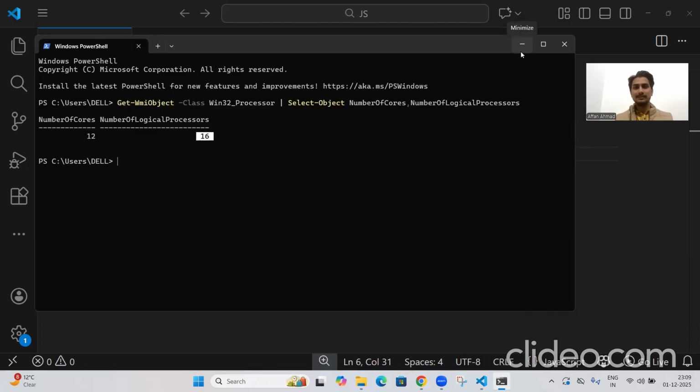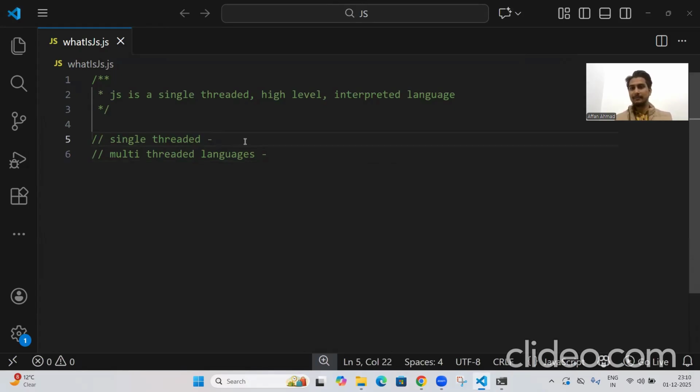Okay, so JavaScript uses only one thread at a time. However, there are languages such as Java and C++ which use multiple threads at a time, so they can execute multiple tasks in parallel. JavaScript is a single-threaded language, so it executes only one task at a time. However, it has asynchronous behavior, which we will cover later in the event loop. So this is the single-threaded and multi-threaded language definition.